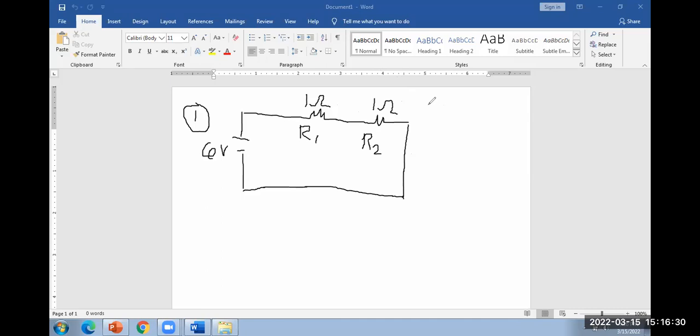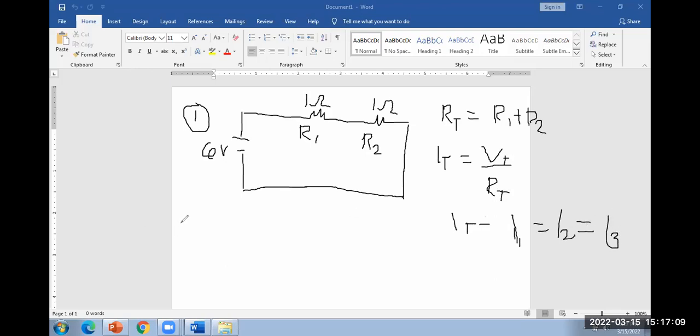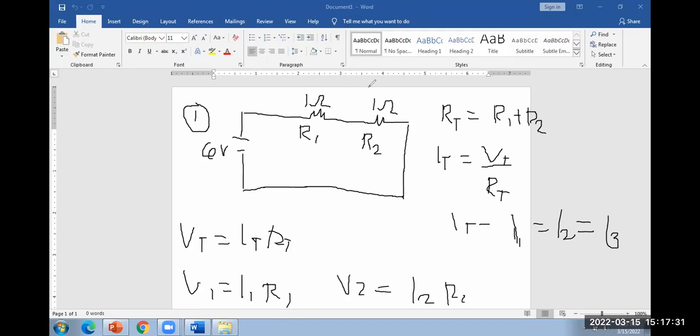So ngayon, kapag series, hanapin natin si RT. So RT is equivalent to R1 plus R2. Diba? Then IT is equivalent to VT over RT. So dahil naka-series tayo, IT is equivalent to I1 equal to I2, equivalent to I3. Then for the VT is equivalent to IT RT, di ba? Pero dahil naka-voltage siya, kukunin natin yung voltage natin isa-isa. So V1 is equivalent to I1 R1. Then V2 is equivalent to I2 R2. Okay.